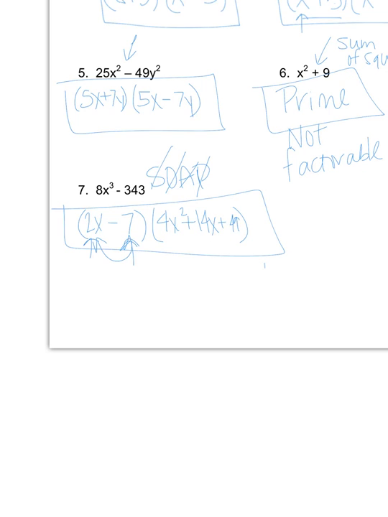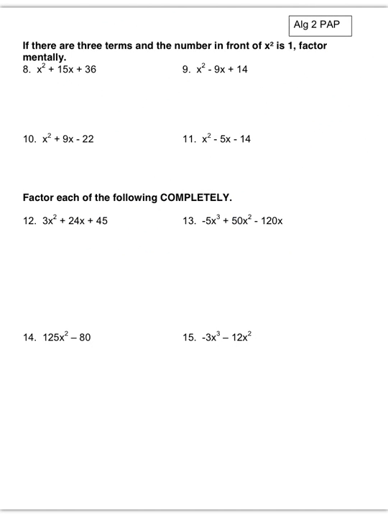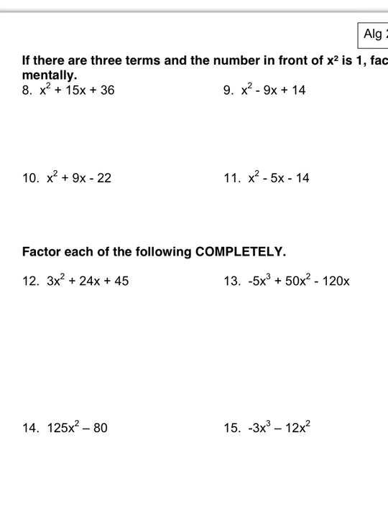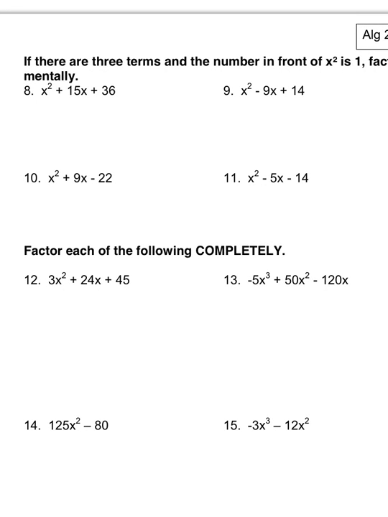All right, let's look at the back. Those were all 2 terms that we were looking at. Now we're going to look at 3 terms. It says if there are 3 terms and the number in front of x squared is a 1, you're going to factor mentally. When you have 3 terms and the coefficient of x squared is 1, you're going to figure out what will add to the middle number and multiply to the outside number, or that last term. Okay, so you want the sum to be 15, you want the product to be 36.